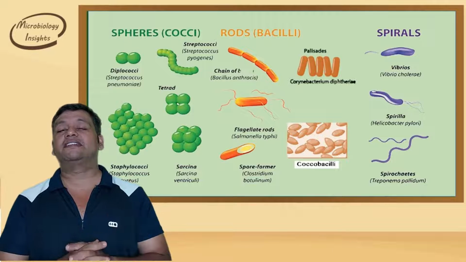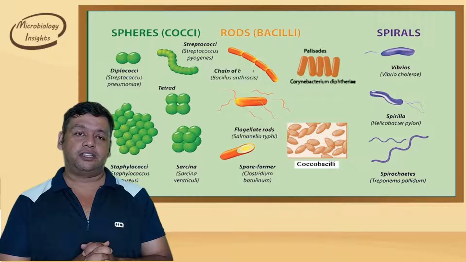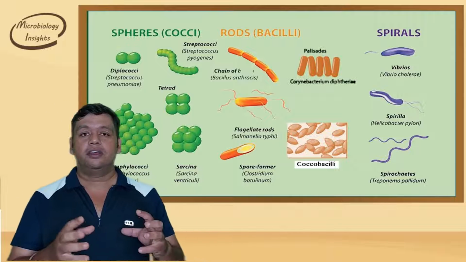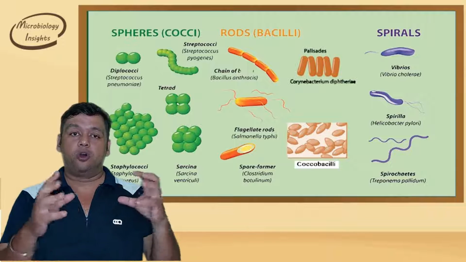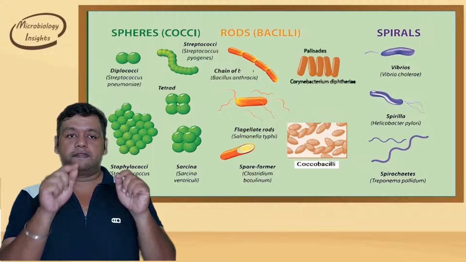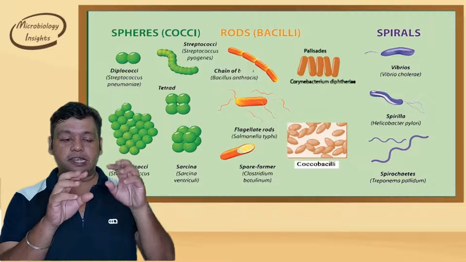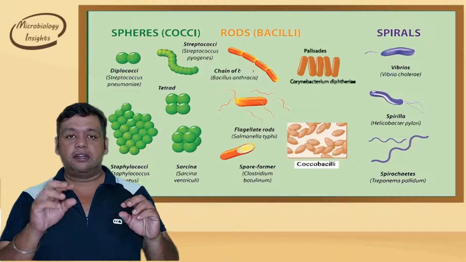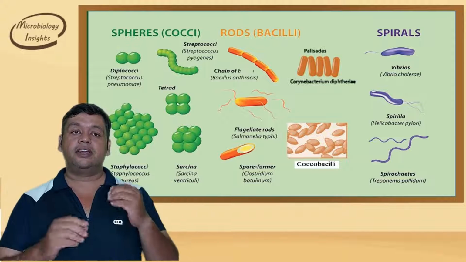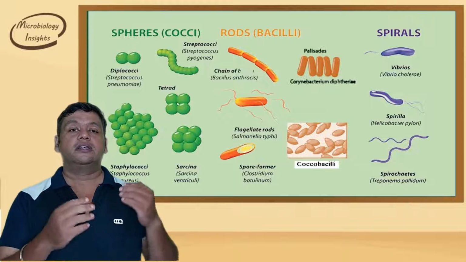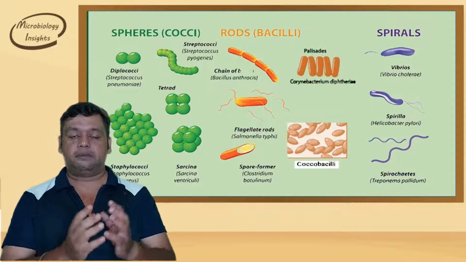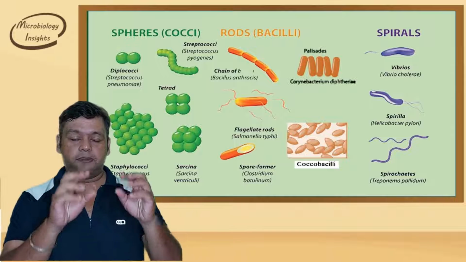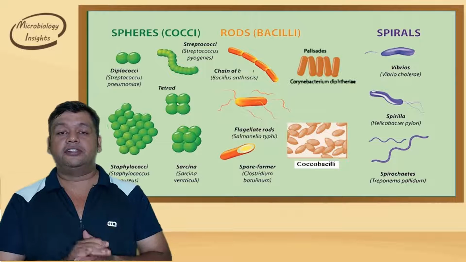So these are the various classifications of bacteria on the basis of their shape. Among the spherical ones, there are Diplococcus, two spherical cells attached to each other. Then there is Streptococcus, where the spherical cells are attached in a chain. Then there is Staphylococcus, where the spherical cells are arranged like a bunch of grapes. And there is Sarcina, where the spherical cells are arranged in cubes.